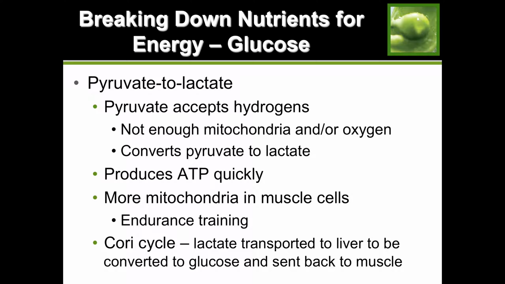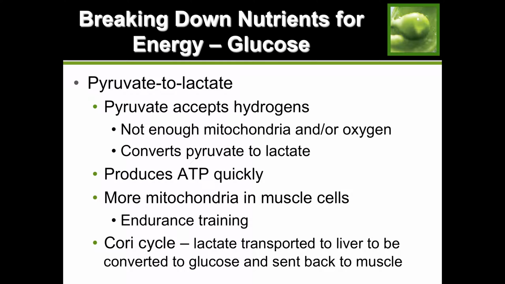Now, this wouldn't happen in people that do endurance training. Why? You start getting more mitochondria in your muscle cells when you start training, okay? So more muscle equals more mitochondria and also more oxygen, okay?